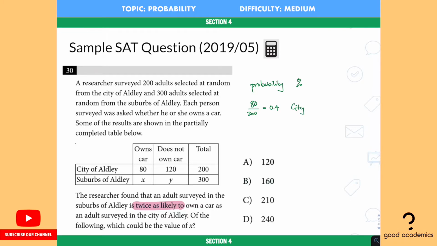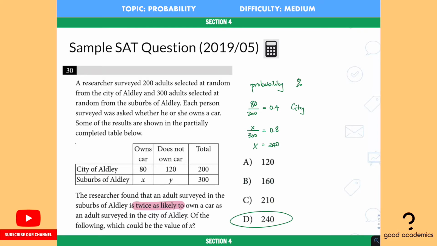Now, what about the suburb? In the suburb it's twice as likely. That means we have a probability of 0.8. And the probability is calculated by part over whole. So we have x over 300. In order to calculate x, we just have to multiply 300 on both sides, and you will find out that x is equal to 240. 240 right here is the answer.